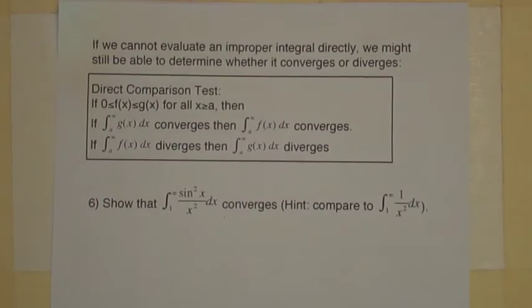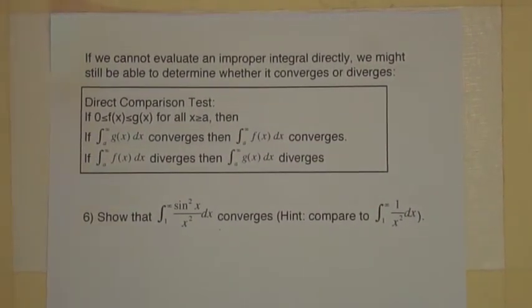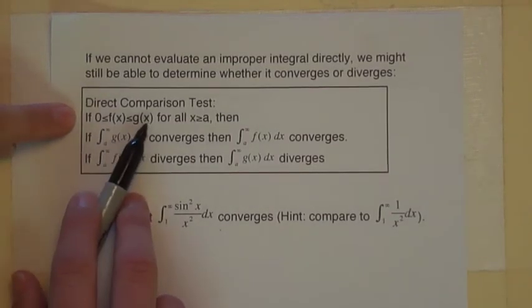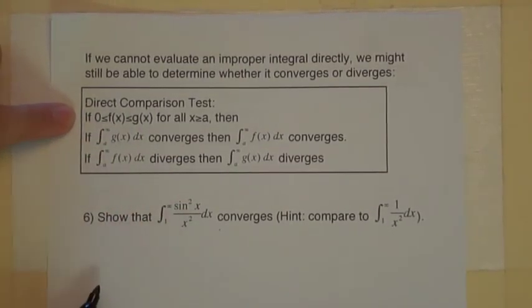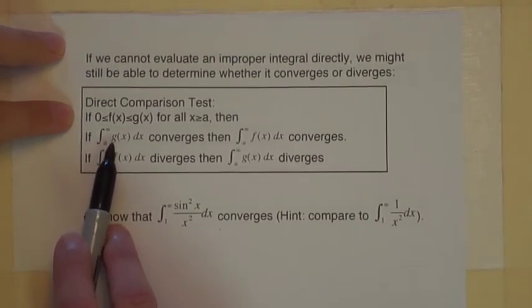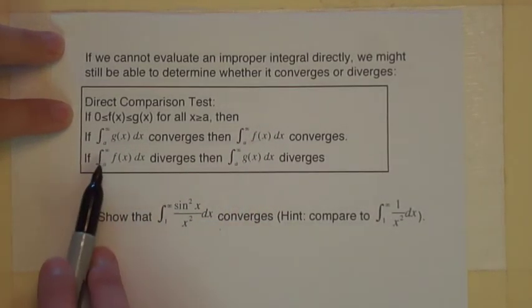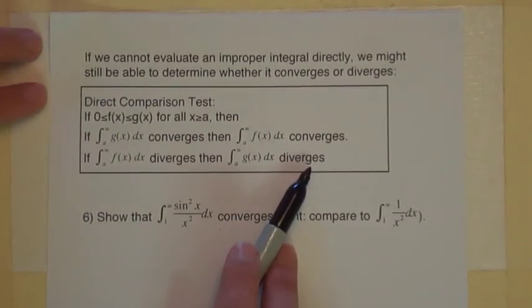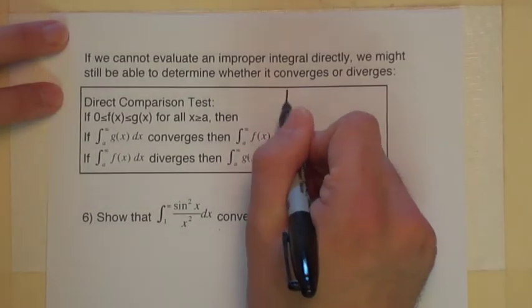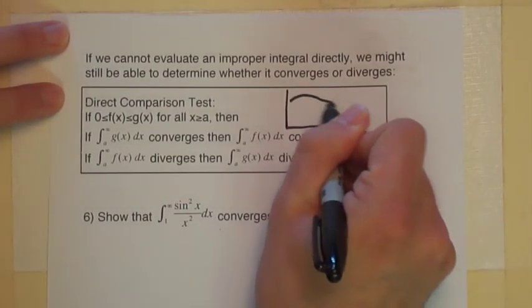Let's talk about the direct comparison test. If we can't evaluate an improper integral directly, we might still be able to determine whether or not it converges. So here's the direct comparison test. It says if you have two functions, f and g, that are both positive, and g is always bigger than f, then if the integral of g converges, then so does f, and if the integral of f diverges, then so does g. Now this may seem a little bizarre until you draw the picture, in which case it should make sense.